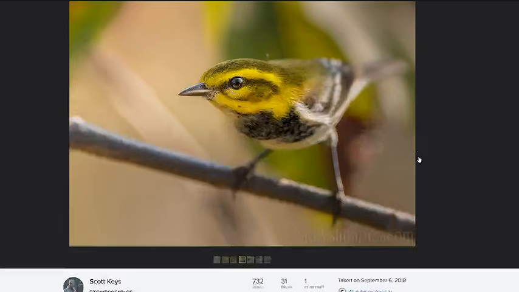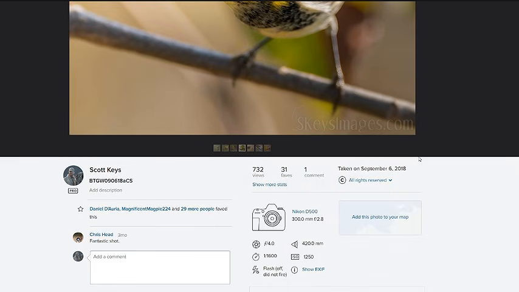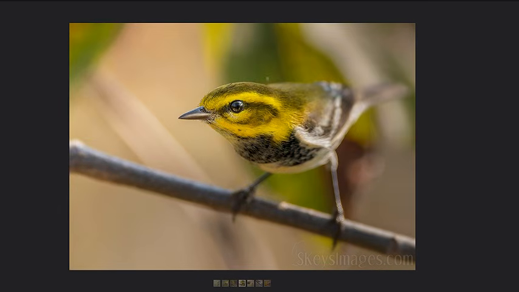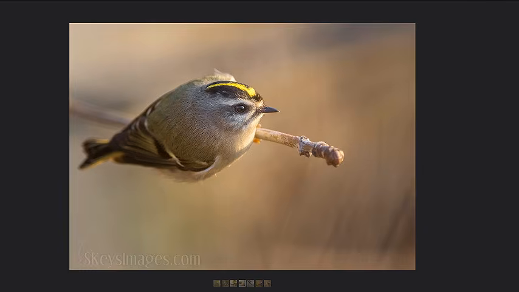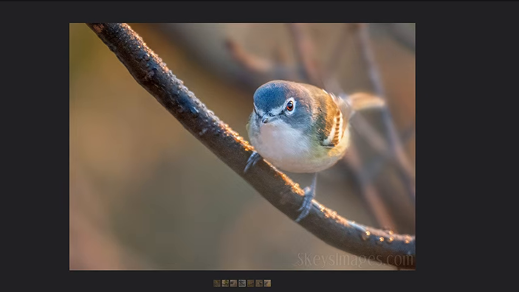Settings wise, again, these are all shot at f4 because I put a teleconverter on. So the settings on these are varied, but they're all at f4. It does create a very tight window to get the eye in focus, but other than that, I really love this look. There's a golden crowned kinglet. I've shown this one a couple times because I just love this image. This is a blue-headed vireo. Again, same look, same ridge, same spot. Look at that beautiful red eye.